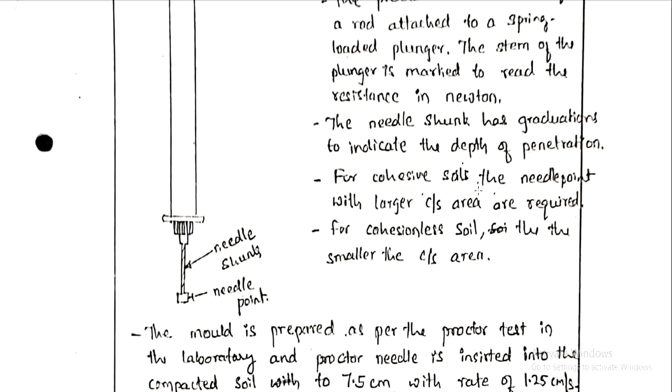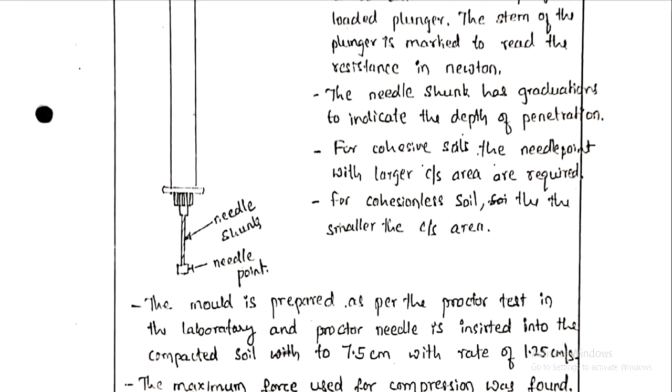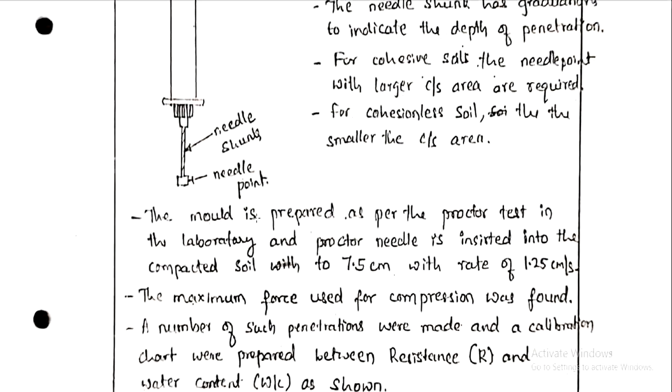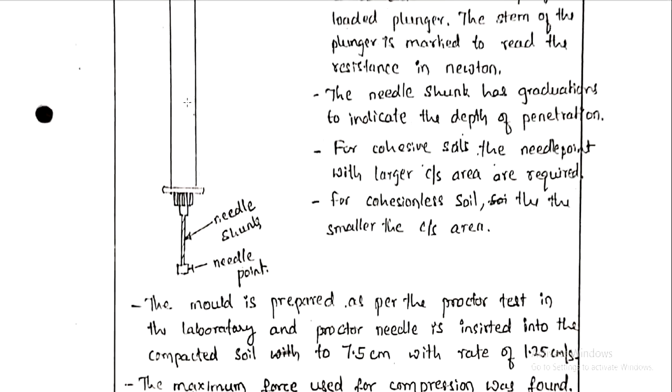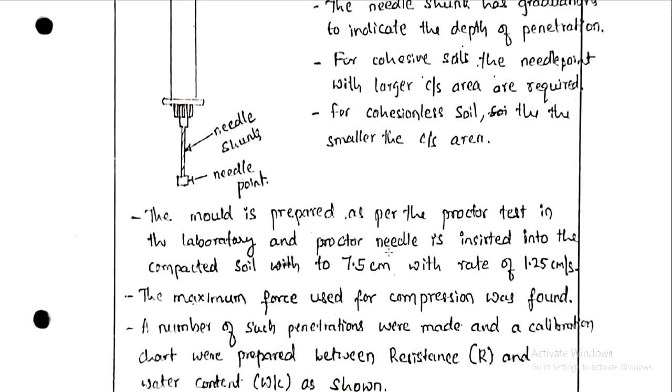For cohesive soil, a needle point with large cross-sectional area is required. For cohesionless soil, a smaller cross section is sufficient. So how to use this particular equipment? The same mold which we prepare for the Proctor test is prepared in the laboratory, and the Proctor needle is inserted to compact the soil to 7.5 centimeter at a rate of 1.25 centimeter per second.